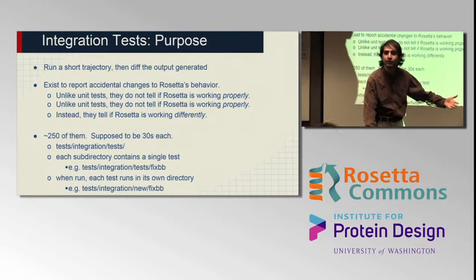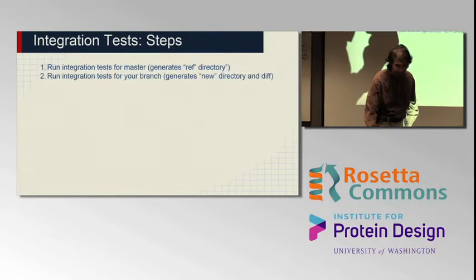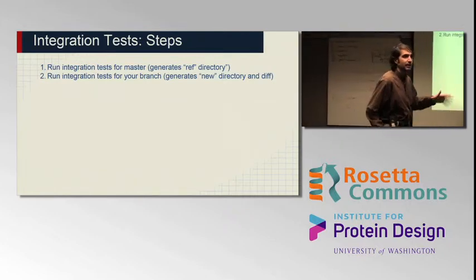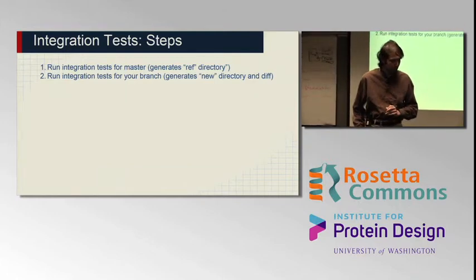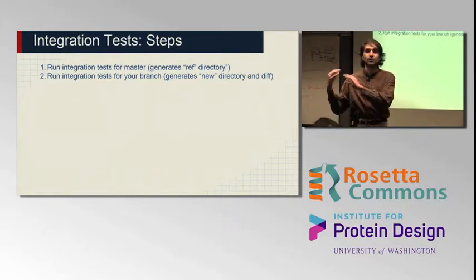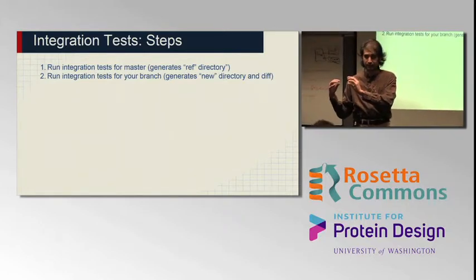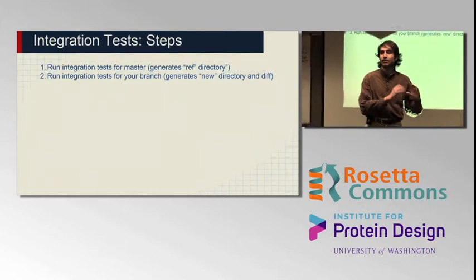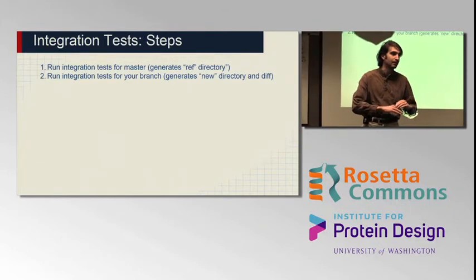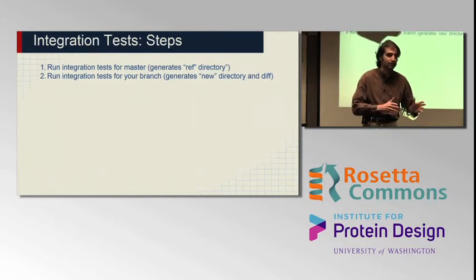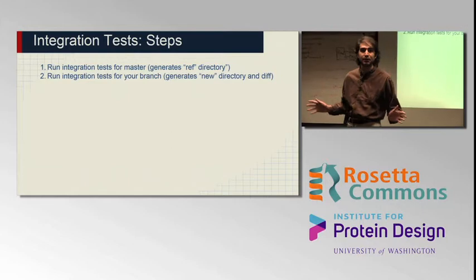An integration test should run a short trajectory, produce some output, and complete itself in about 30 seconds. So first of all, to run integration tests, and there are about 250, 300 of them already, you first run the tests for the master branch, and that generates a directory called ref in the integration tests directory. And then you run the tests for your branch with master merged in. And this creates a directory called new and generates a diff between the two. And if the diff is empty, if the two directories have identical contents, then nothing has changed and all the integration tests have passed.